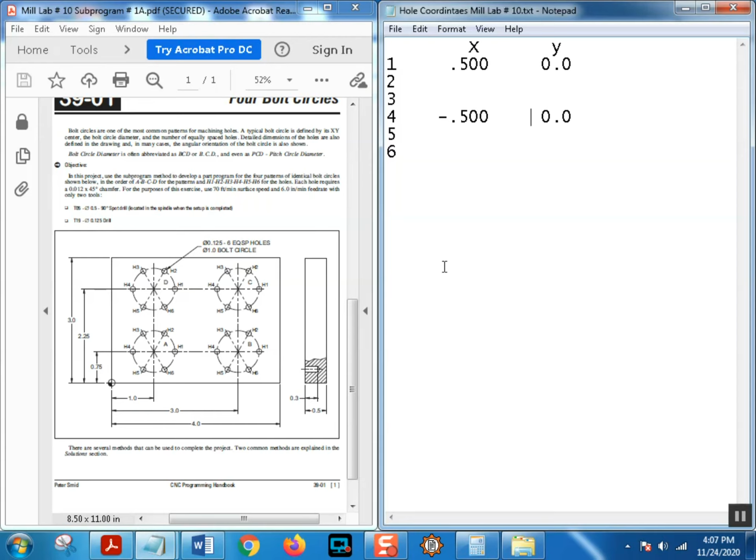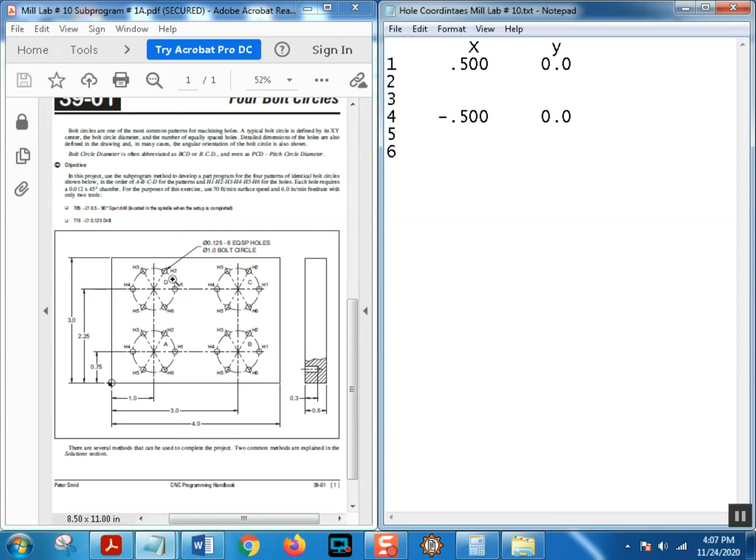Okay, so those are our givens. Hole 1 and hole 4 are given to us. Remember, we're coming from the center of the bolt hole circle. It's an inch diameter bolt hole circle from there to there, so it's a half inch from there and a half inch from there. So there are the coordinates of those two holes. What we need to do is come up with H2, H6, H5, and H3.